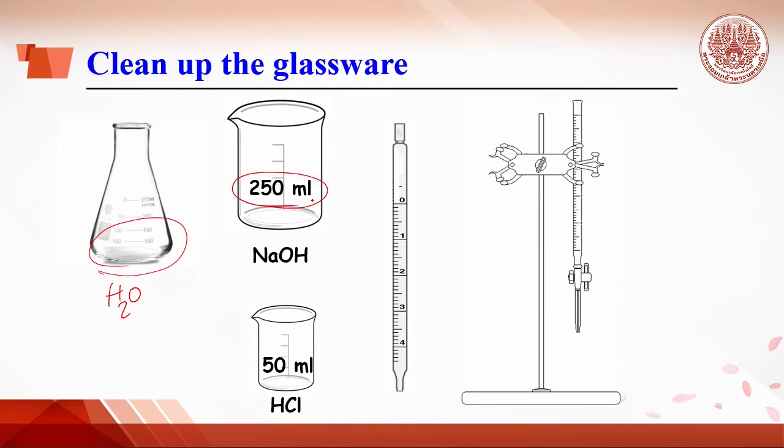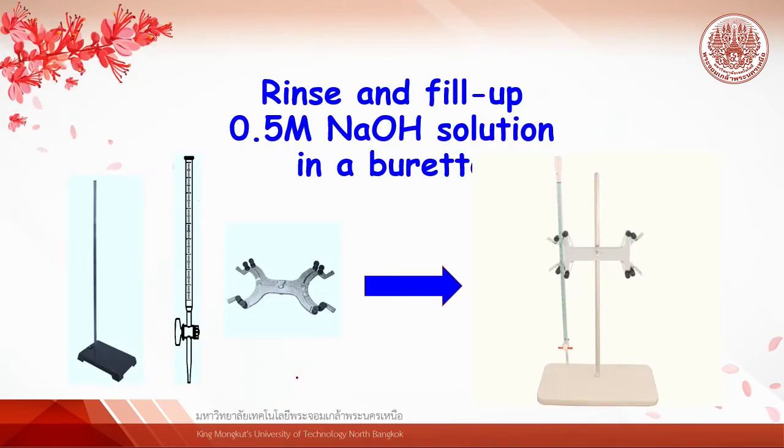A 250 ml beaker is used for stock sodium hydroxide solution. Hence, it should be dry or rinsed with sodium hydroxide solution. A 50 to 100 ml beaker is used for stock hydrochloric acid solution. It should be dry or rinsed with hydrochloric acid solution. The burette should be rinsed with water followed by sodium hydroxide solution as follows.